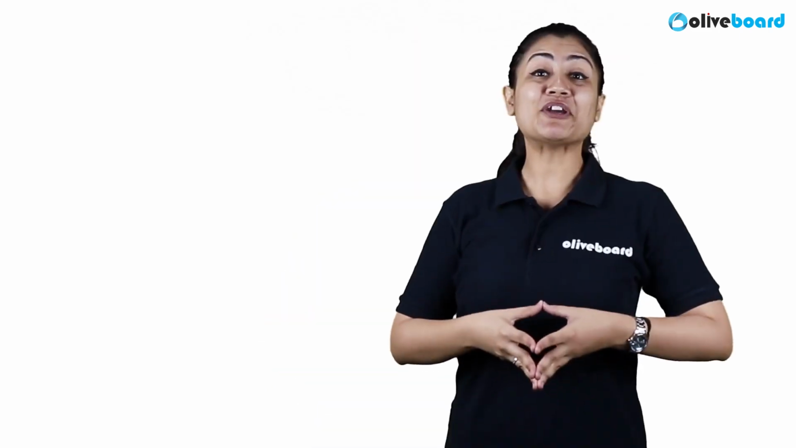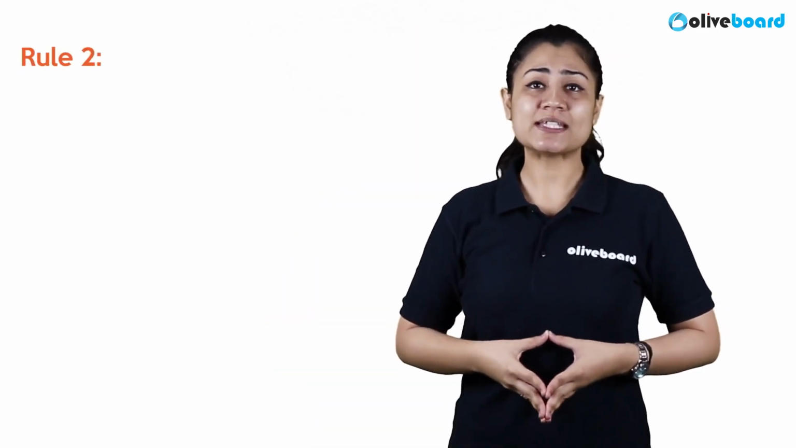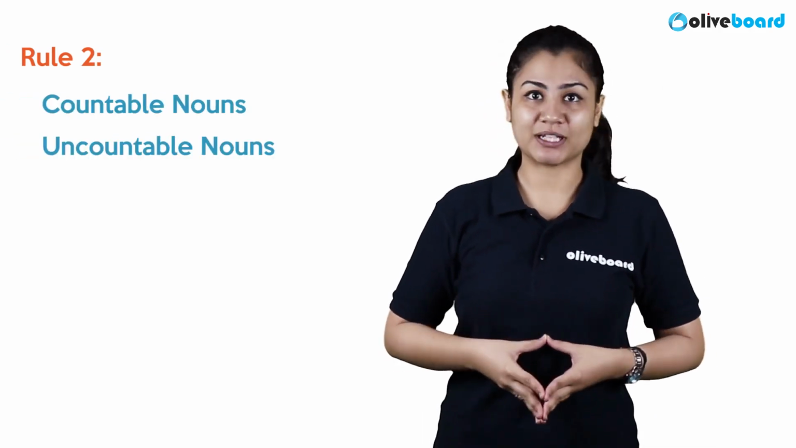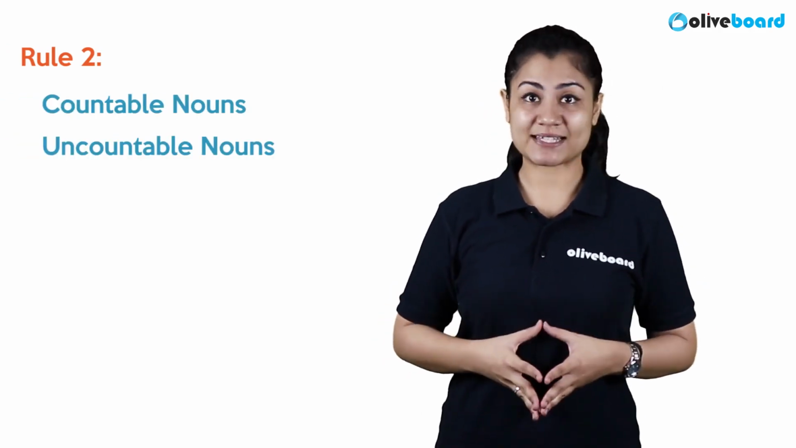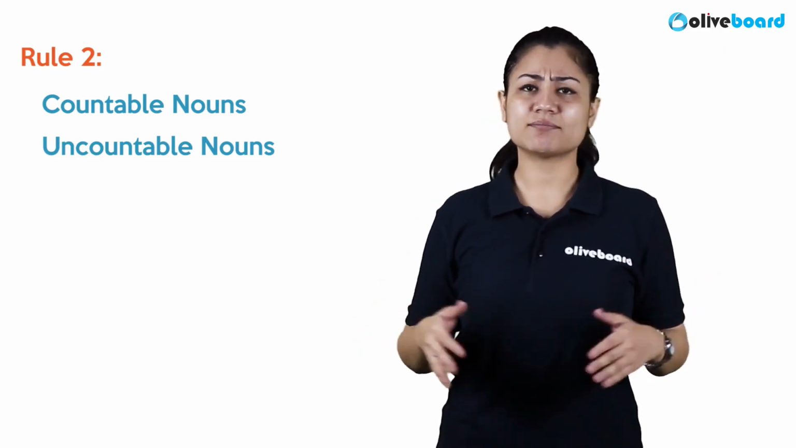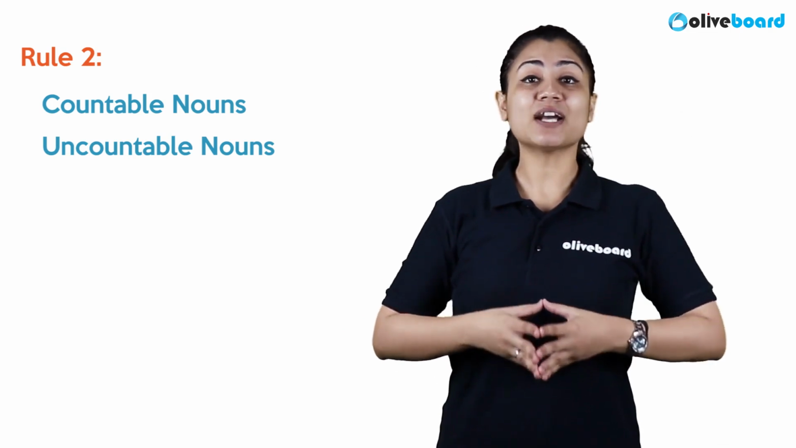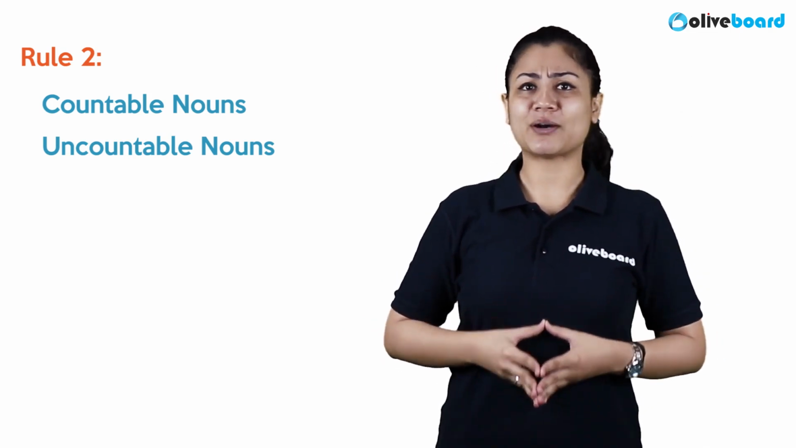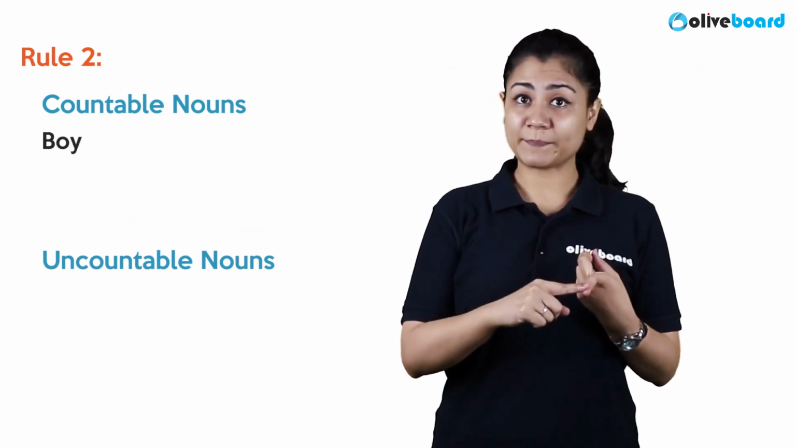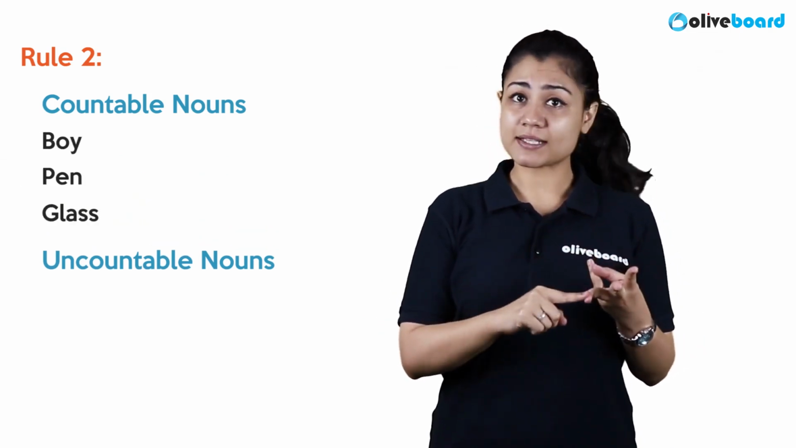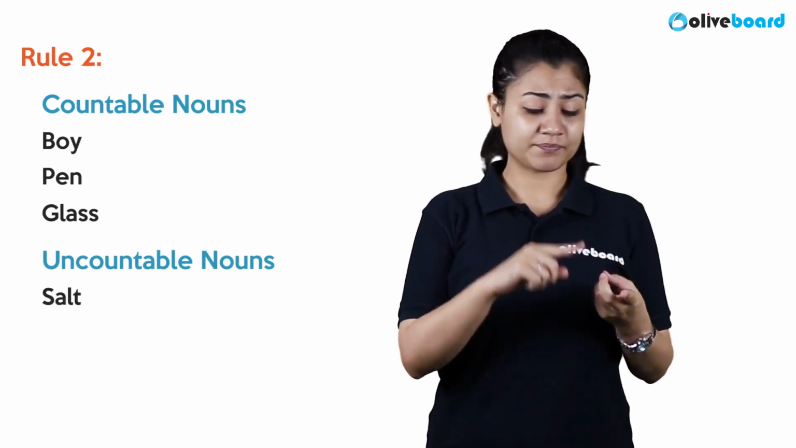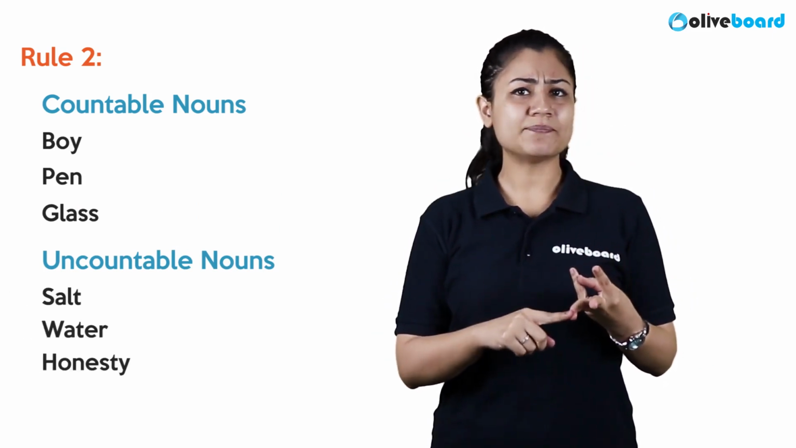Moving on to a second rule regarding nouns, the next classification is countable or uncountable nouns. As the name suggests, countable nouns are the ones जिनको हम count कर सकते हैं या गिन सकते हैं, and uncountable nouns are the ones that cannot be counted. For example, countable nouns would be boy, pen, glass, whereas uncountable nouns are salt, water, honesty.